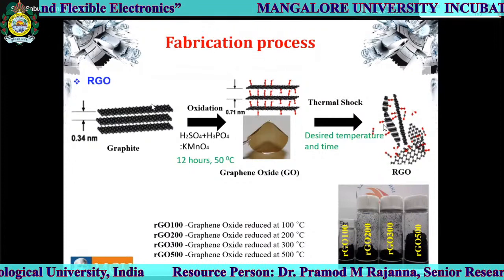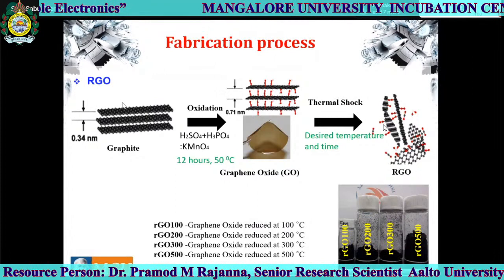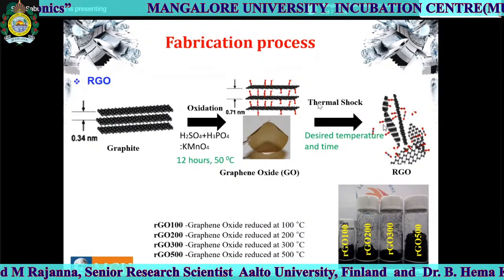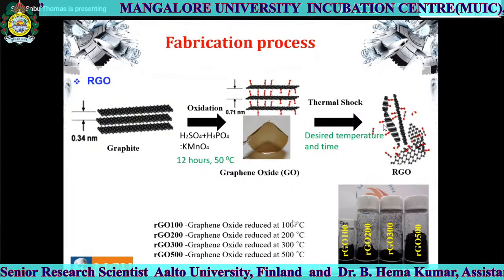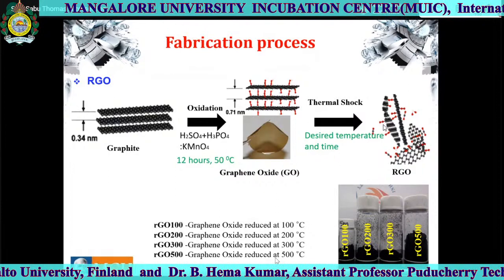How did we do this? How did we manufacture graphene? My PhD students bought graphite. It's very cheap. Our pencil is made of graphite. So we bought graphite. We went for an oxidation process using Hummers' method. We made graphene oxide. And then we made a thermal shock, transforming it into reduced graphene oxide at different temperatures: thermal shock at 100 degrees Celsius, 200 degrees Celsius, 300 degrees Celsius, and 500 degrees Celsius. So my PhD students made reduced graphene oxide at different conditions.